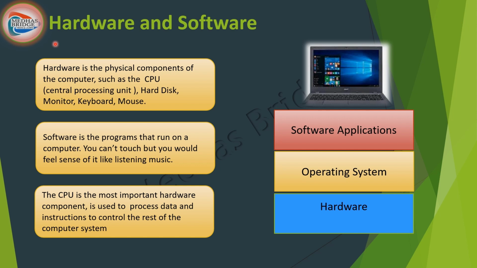By now we know what is meant by hardware, what is meant by software, isn't it? Hardware in the sense of a physical component of a computer like a CPU, hard disk, input devices, output devices. Software is a program that runs on a computer, right? And then CPU is the most important hardware component. It is used to process the data and instructions to control the rest of the computer. We would also be seeing hardware, operating system, and some of the applications which run on the operating system are known as application software.